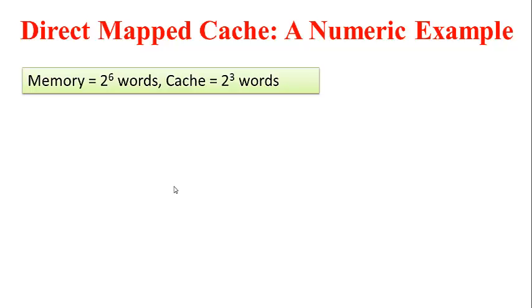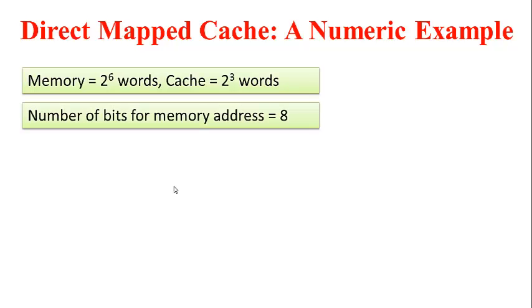How many bits is it going to take to represent a memory byte address? Memory byte address is going to take 8 bits, since memory word address is going to take 6 bits. Let's say we number these bits 0 to 7 starting from LSB to MSB. Which bits are going to correspond to the cache block number?